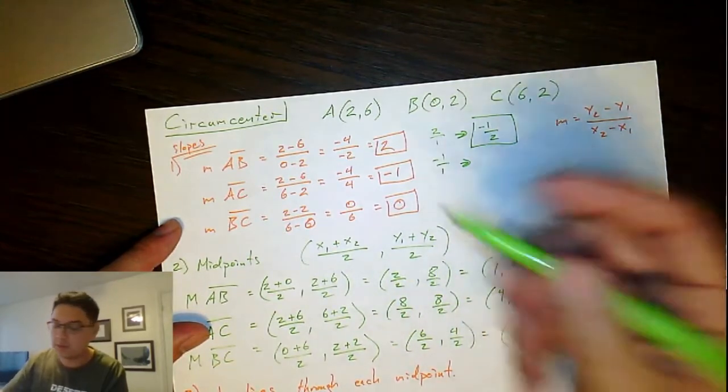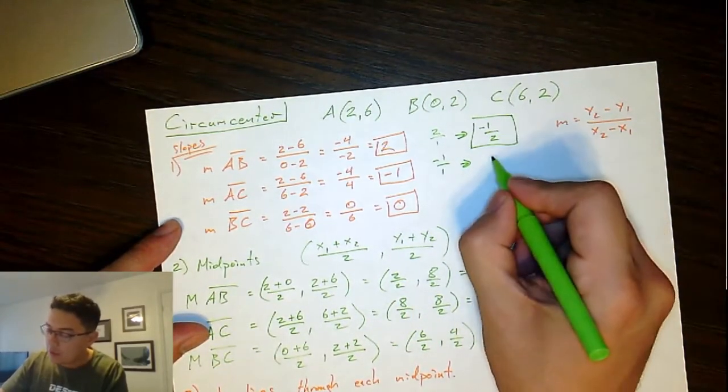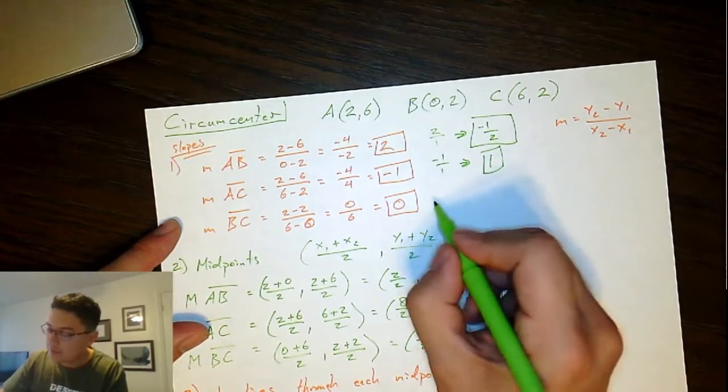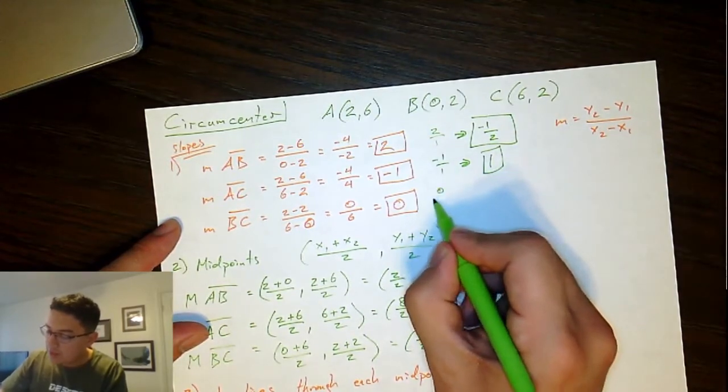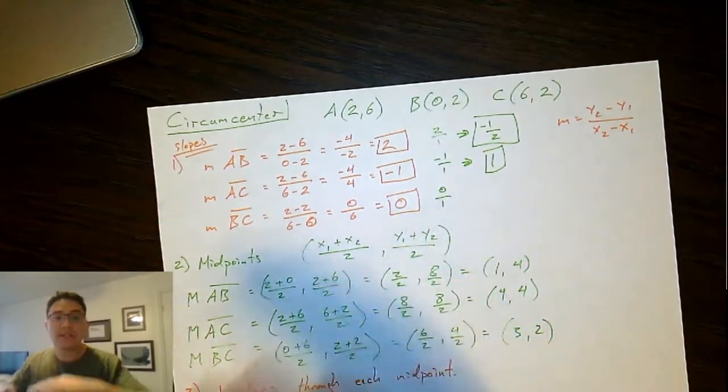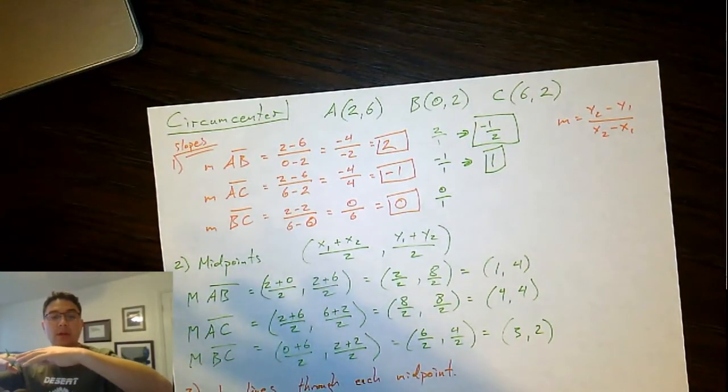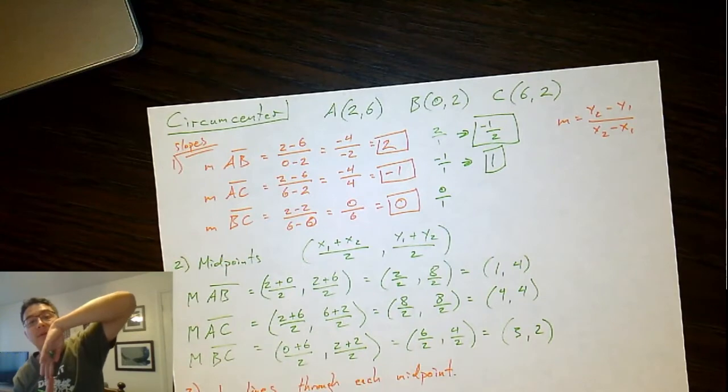Multiply by negative, we just end up with 1 over 1, which gives us a slope of 1. And then this one is 0 over 1. 0 over 1, that's how we get horizontal lines. So when we have a horizontal line, the perpendicular to a horizontal is a vertical line.